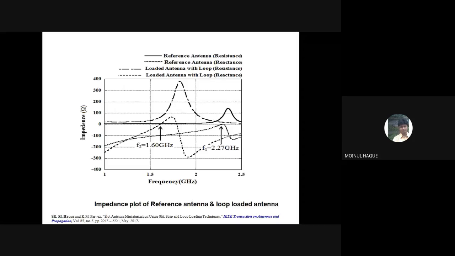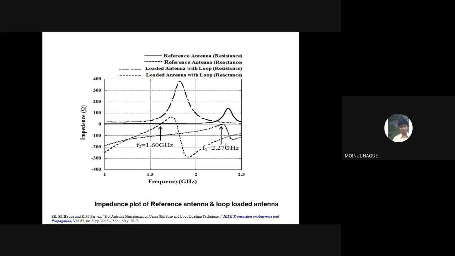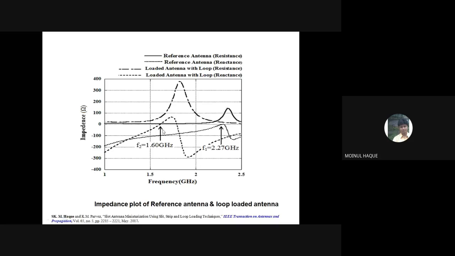Definitely at the resonant frequency point, our reactance should be 0 and resistance should be equal to 50 ohm. So here at 2.27 gigahertz, our reactance curve is 0 and our resistance value is approximately 50 ohms. The interesting thing is that if you follow this reactance curve to the left hand side, at around 1.6 gigahertz, you see this much amount of capacitance we have to cancel out.